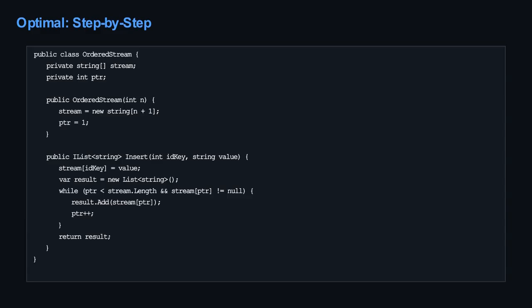Next, inserting ID 1 with AHA puts it at index 1. Now the pointer is 1 and stream 1 is AHA. We add AHA to our result and increment the pointer to 2. Stream 2 is still null.